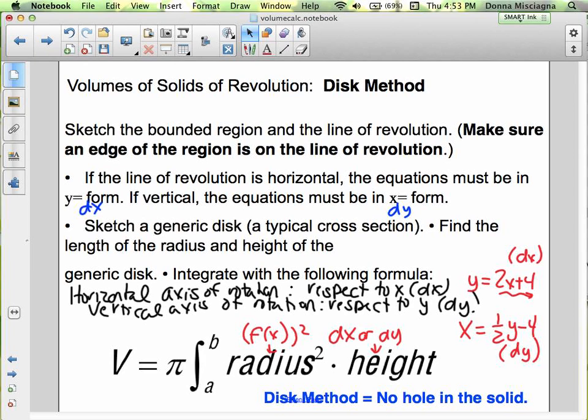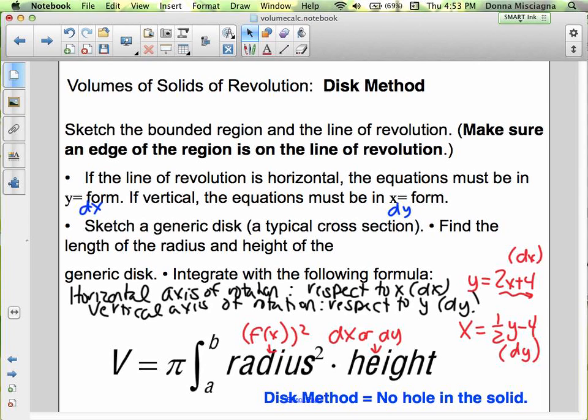If we're revolving around a vertical line, we'd have to rewrite it. So if we're revolving around a horizontal line, maybe our equation is y equals 2x plus 4, and that would be a dx. If instead we're revolving around a vertical line, we're going to have to solve for x. So now we have x equals 1/2 y minus 4, and it would be a dy.